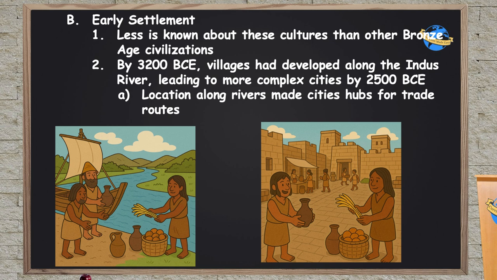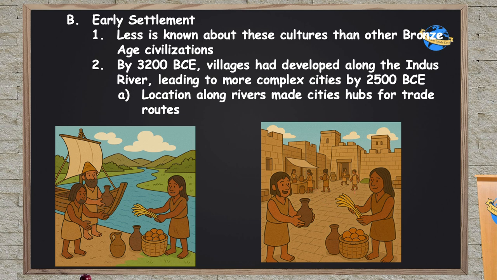Now, their location along rivers is really important because this makes the cities hubs for trade routes, right? So people sail down the rivers here and they start to trade with the farming villages and the cities that are on them, and then those wares get brought to the cities where there's more trading.